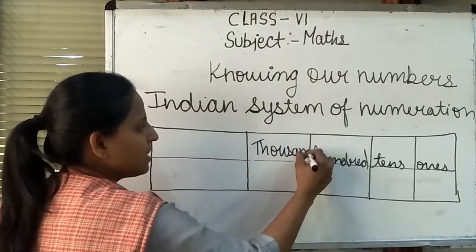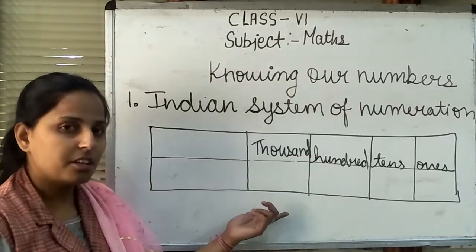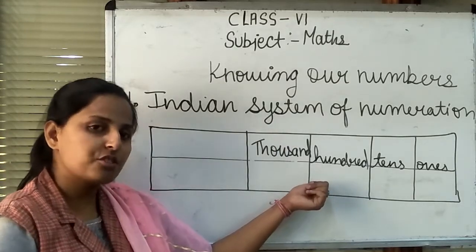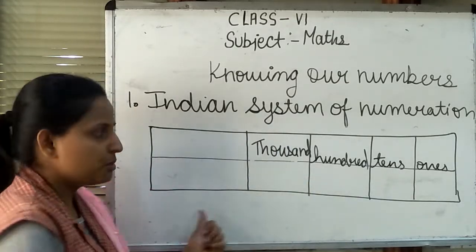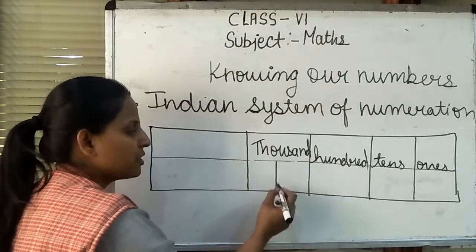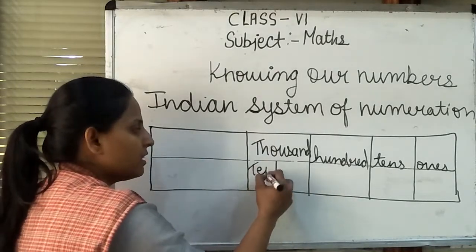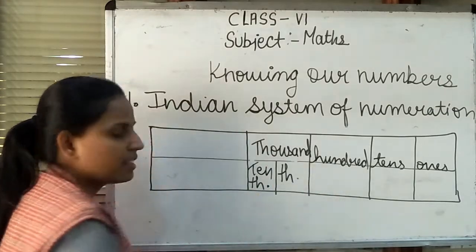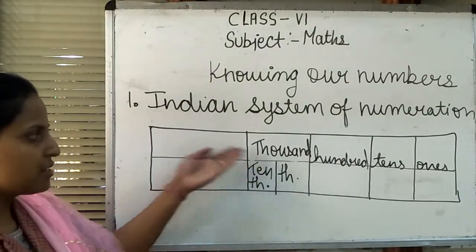Why is the thousand box divided into 2 parts? Because according to the comma, we write the comma after the 3 digits and the next comma is put after the 2 digits. Therefore the thousand is broken down into 2 parts: ten thousand and the next one is thousand. Clear?